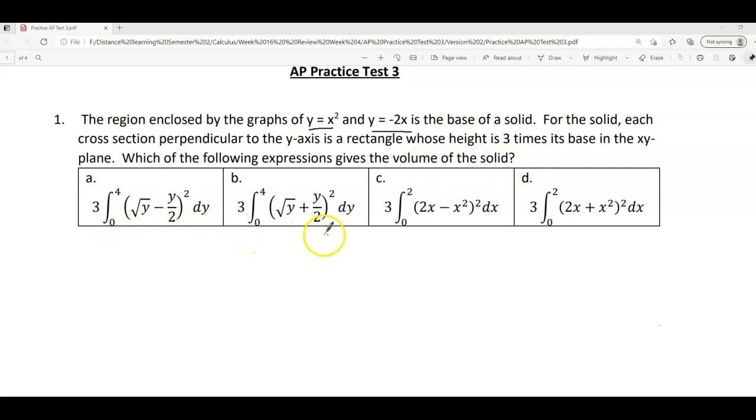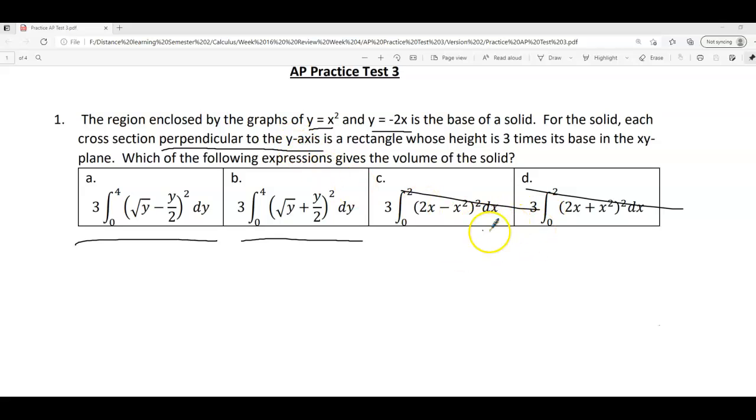So a lot of these expressions are pretty similar here. One narrowing factor that we could look at is this. It says perpendicular to the y-axis. And when that happens, we know it has to be a dy expression. So we're going to go ahead and ignore those. Now, if it was perpendicular to the x-axis, we'd be looking at these ones over here.